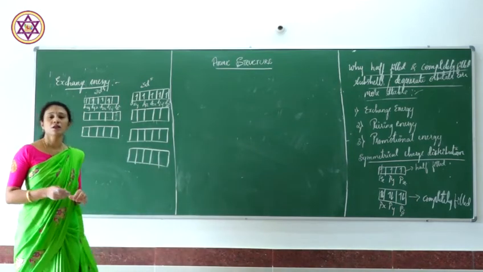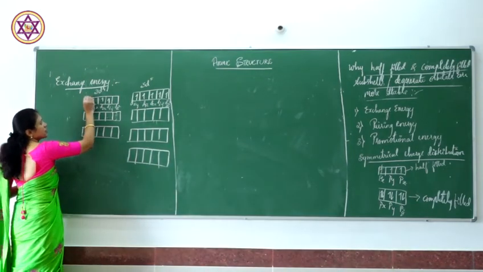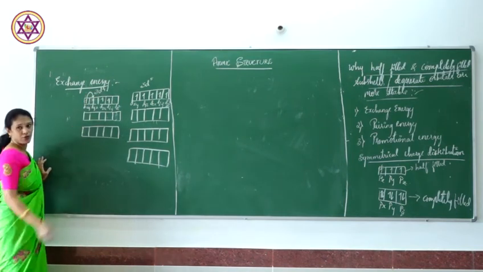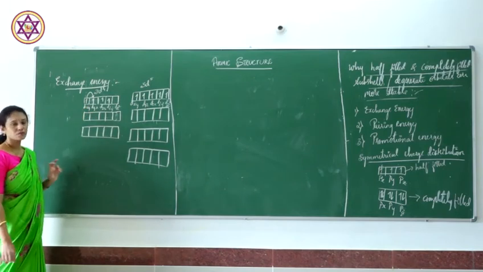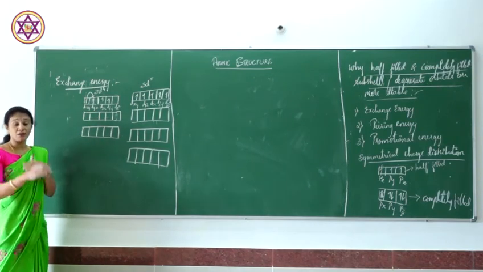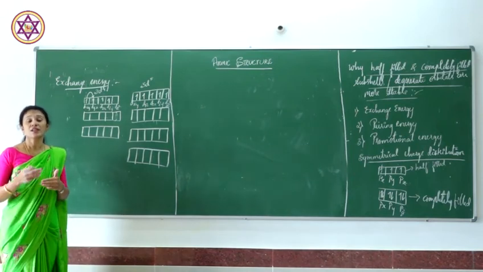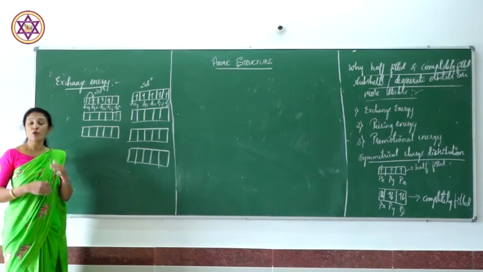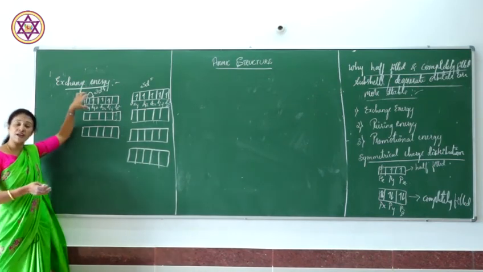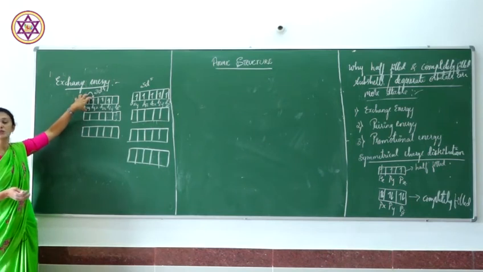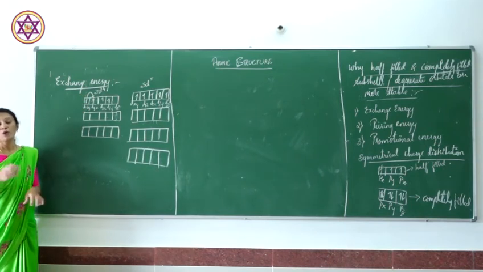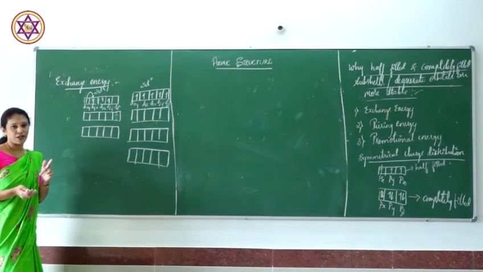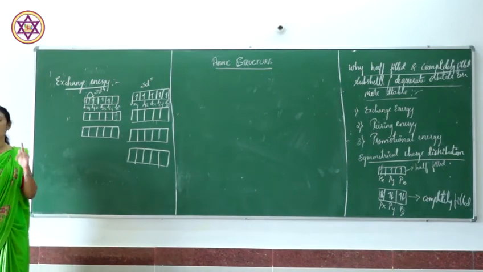Exchange energy means that one electron exchanges its position with another electron in this subshell. The more exchanges there are, the more energy is released. The more energy is released, the lower the energy the orbital has, so it will be more stable. More the number of exchanges, more the stability. You all should understand that. Okay? More the number of exchanges, more the stability.